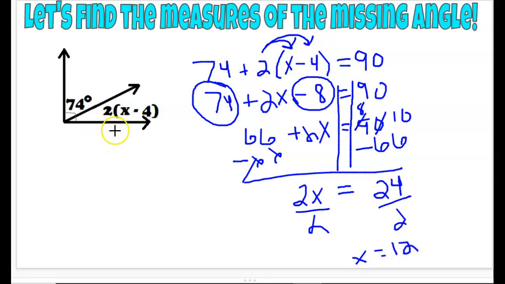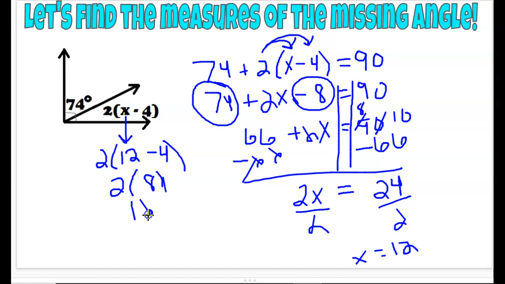Okay, very quickly, let's just check this. If I substitute 12 in here for x, 12 minus 4 is 8. Oops. Yeah, there we go. It's very slow all of a sudden. 8 times 2 is 16. If I add 16 and 74, would I get 90? Yes, I would. So we did it right.